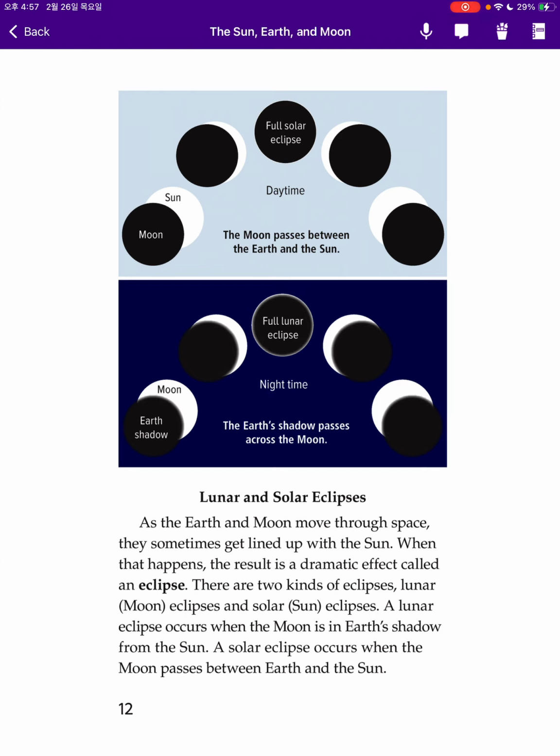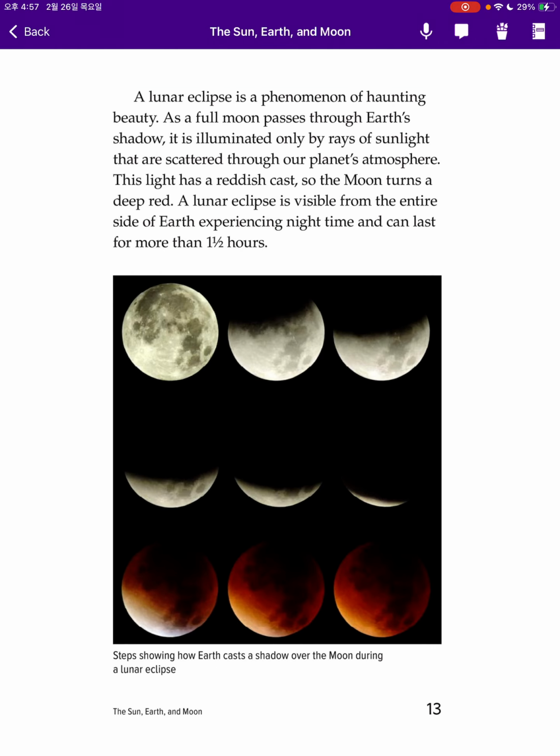Lunar and solar eclipses. As the Earth and Moon move through space, they sometimes get lined up with the Sun. When that happens, the result is a dramatic effect called an eclipse. There are 2 kinds of eclipses, lunar (moon) eclipses and solar (sun) eclipses. A lunar eclipse occurs when the moon is in Earth's shadow from the sun. A solar eclipse occurs when the moon passes between Earth and the sun.